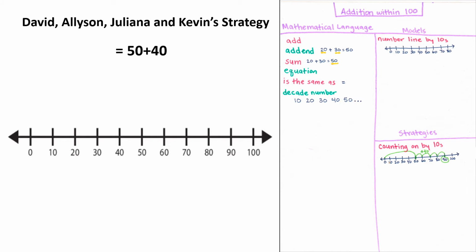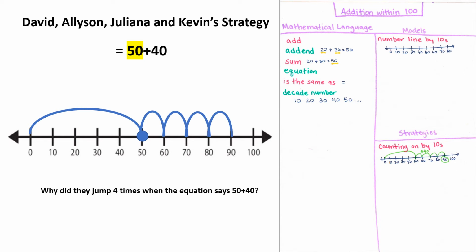Let's go back and see exactly how David, Allison, Juliana, and Kevin used a counting on by tens strategy. They first started with the number line by tens to model their thinking. Then they started at 50. Next, they counted 1 jump, 2 jumps, 3 jumps, 4 jumps to land on 90.